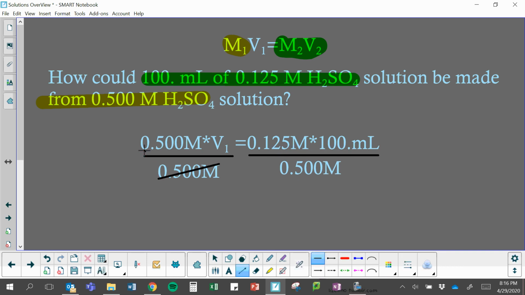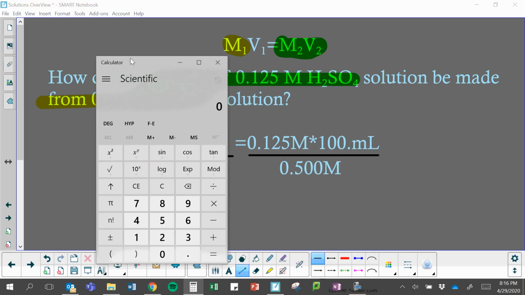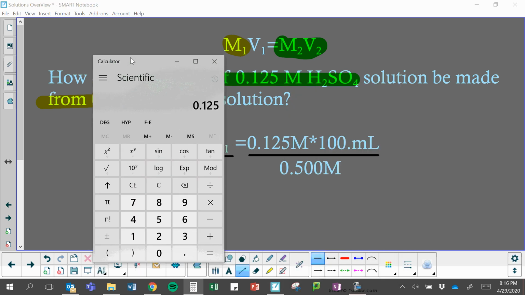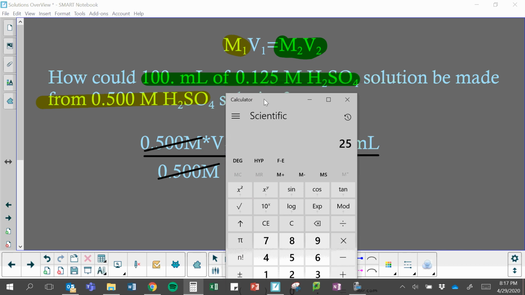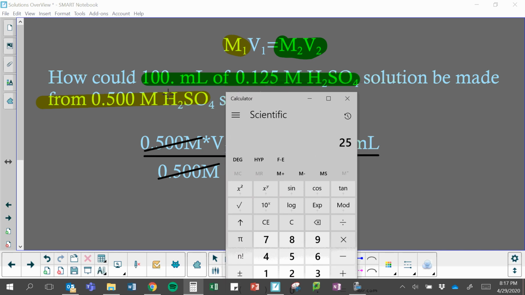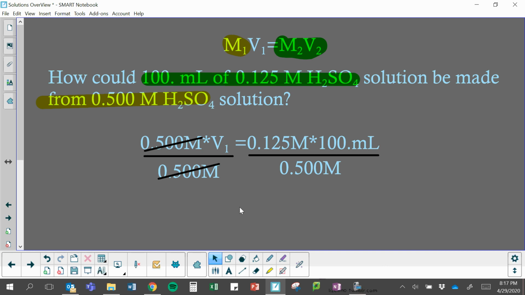This cancels. We're left with V1. In our calculator we do 0.125 times 100 divided by 0.5, which is 25. We are going to use 3 sig figs because everything here has 3 sig figs, so we will write that as 25.0. In this case, we canceled our molar units, so we're left with milliliters.